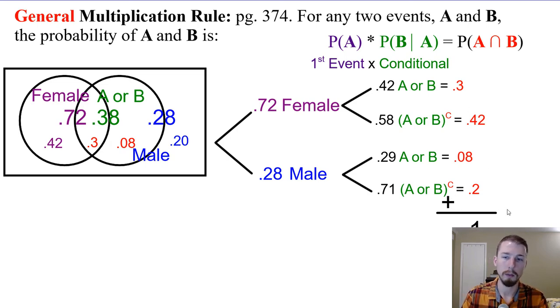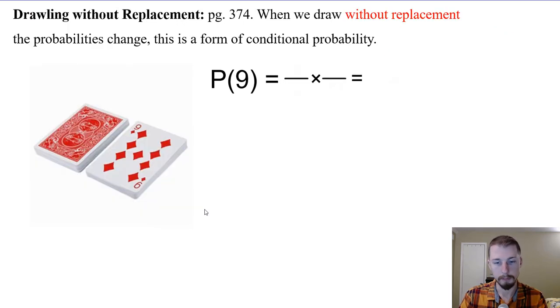So kind of cool. And then the last thing I want to point out is that the sum of all the disjoint probabilities has to add up to 1. In this case, because there are 2 events, there are 4 disjoint probabilities: only female, female with an A or B, male with an A or B, or male without an A or B. And that's it. So pretty cool.